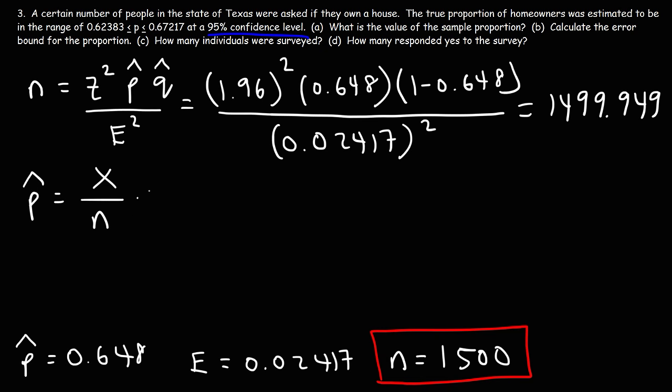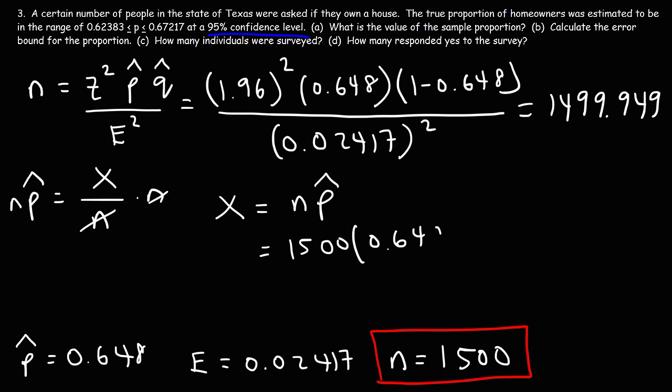So if we multiply both sides by n, we could solve for x. So x equals n times P hat. So we have 1,500 people and 64.8% said yes. So we got to find 64.8% of 1,500. So it's 1,500 times 0.648, and that gives us 972. So out of the 1,500 individuals who were surveyed, 972 of those individuals said yes to the survey.